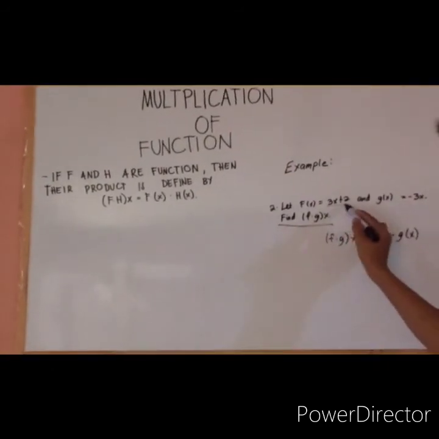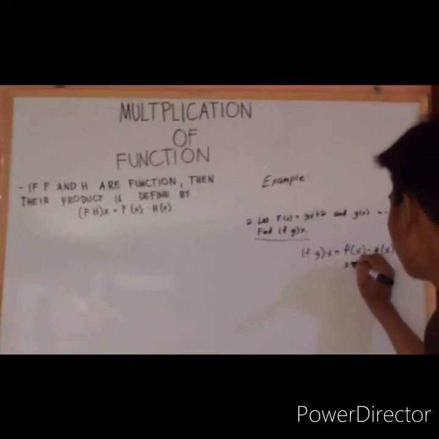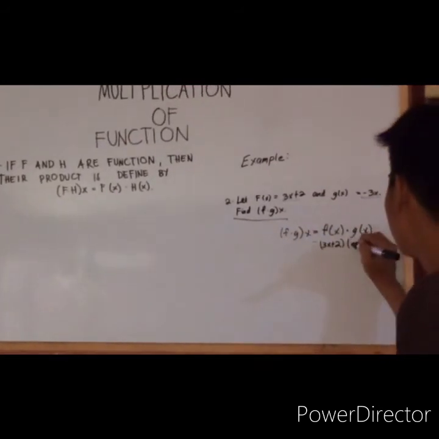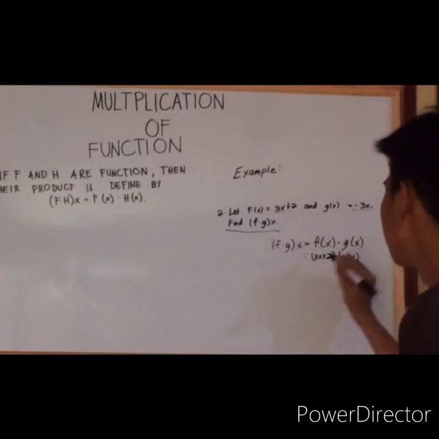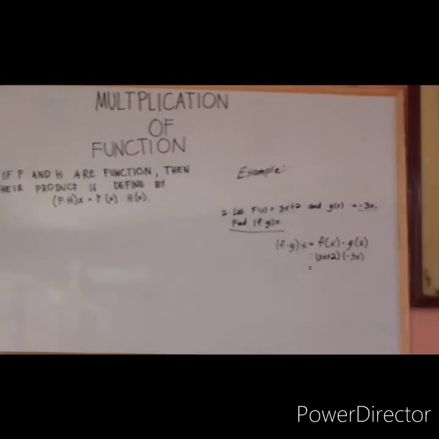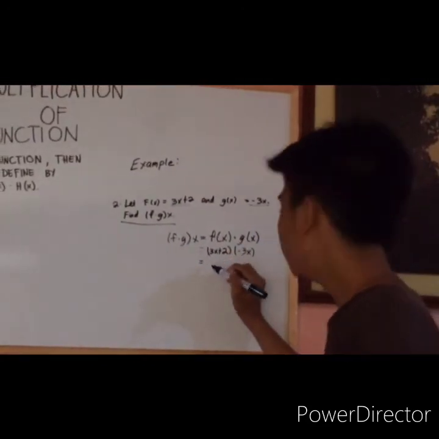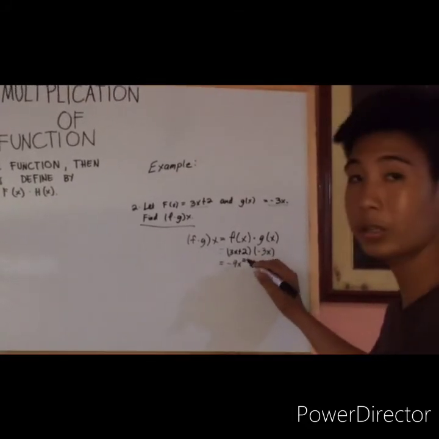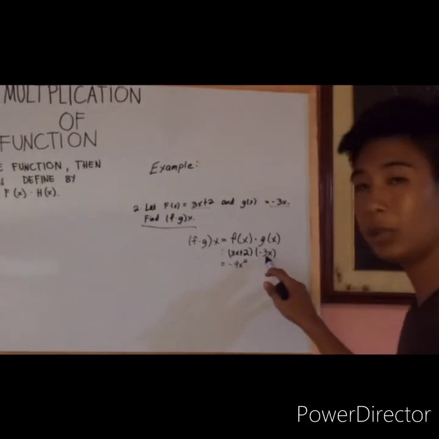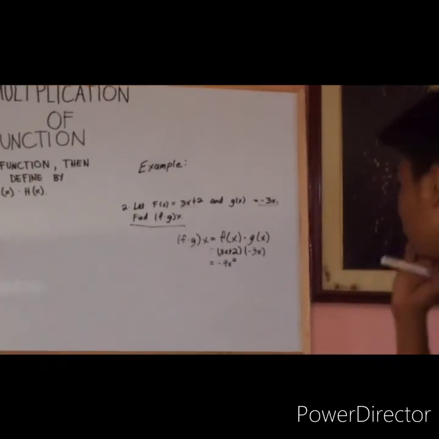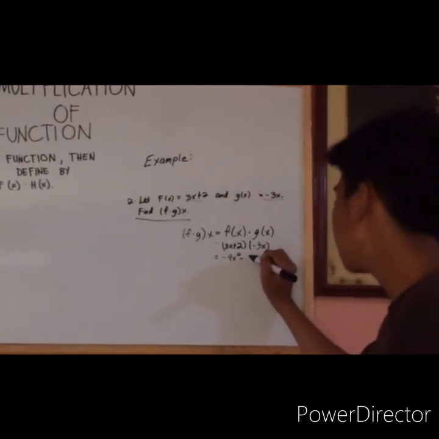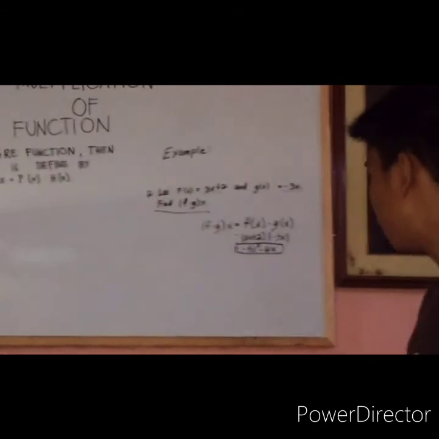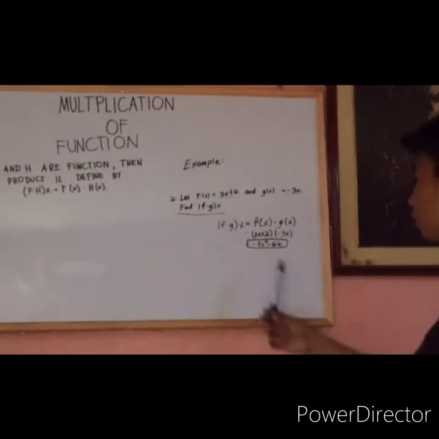Our f of x is 3x plus 2. So 3x plus 2 times g of x is negative 3x. So equals negative 3x times 3x will get 9x squared. Negative 3x times 2 will become negative 6x. Now that will be our answer. Negative 9x squared minus 6x.